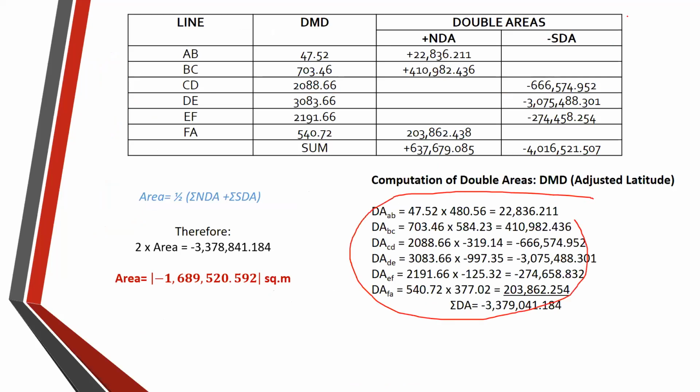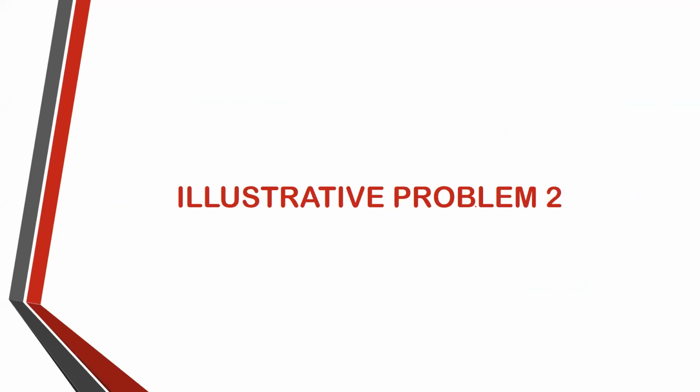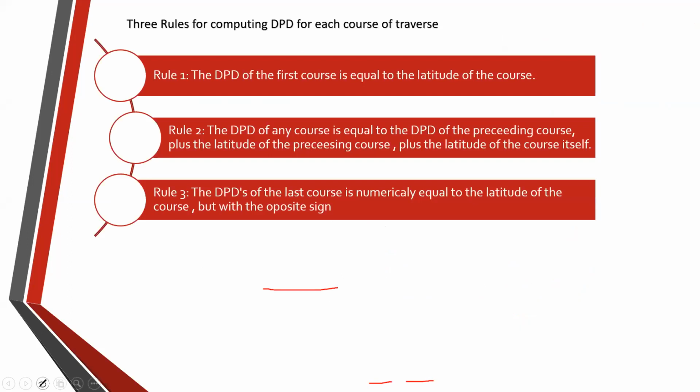Lagay tayo dito para sa tabulated solution natin ng summation ng north double area natin, NDA, and isang column para sa summation ng south double area natin, or SDA. Tapos yung mga negative, syempre doon yun sa south, yung mga positive doon yun sa north. Okay pa? Okay. So let's continue with this problem, DPD.